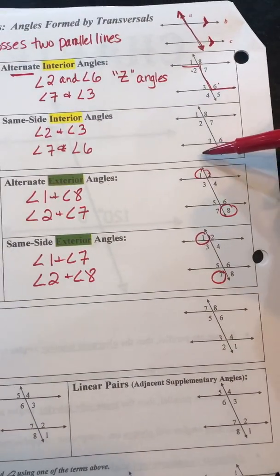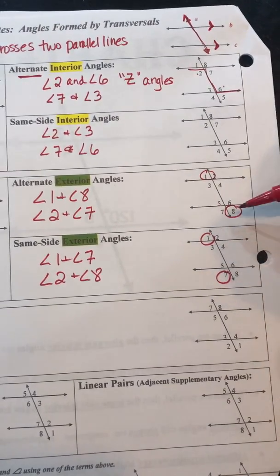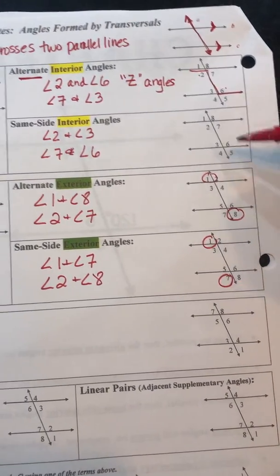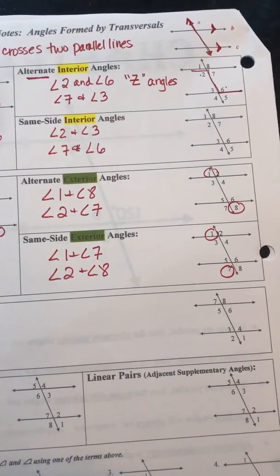Alternate exteriors are kind of alternate: 1 and 8, 2 and 7. And same side exterior: 1 and 7, 2 and 8. And we know we're not memorizing the numbers of those angles, we're memorizing the spots that those angles are in.